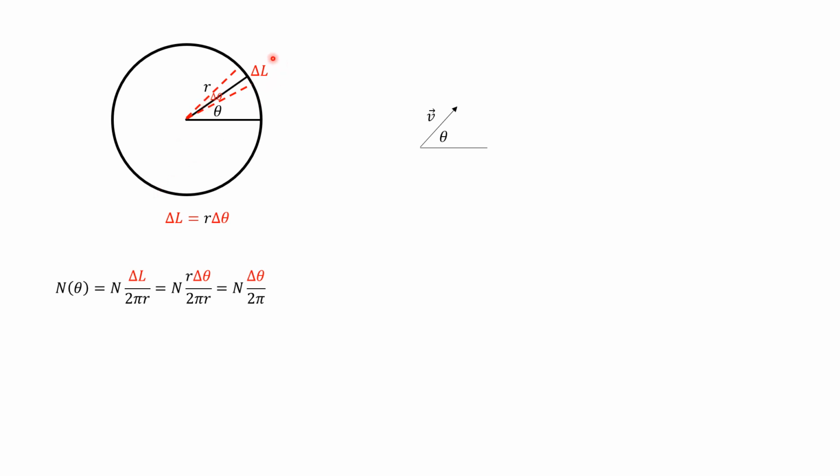This proportion is delta L divided by the length of the circle, 2 pi times r. So the number of particles that we want is the total number of particles times this proportion, and delta L is r times delta theta. They cancel, and we find that the number of particles traveling with angle theta within the small interval delta theta is given by the total number of particles times delta theta divided by 2 pi.